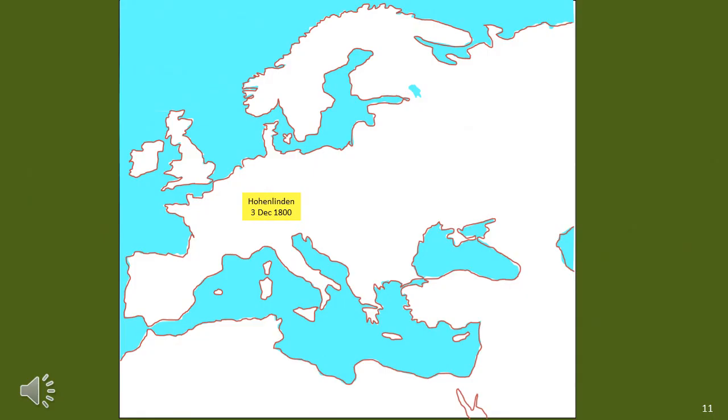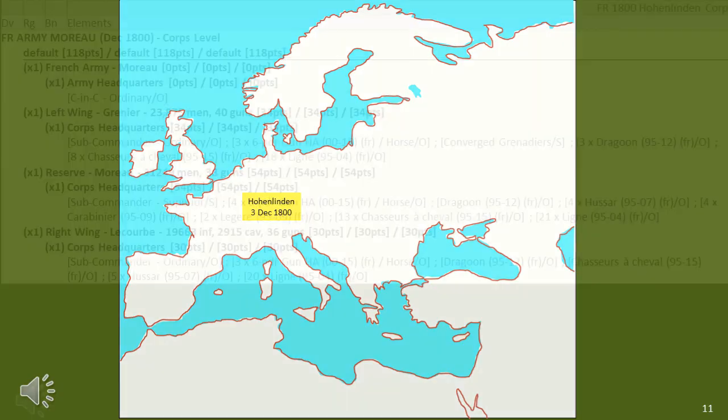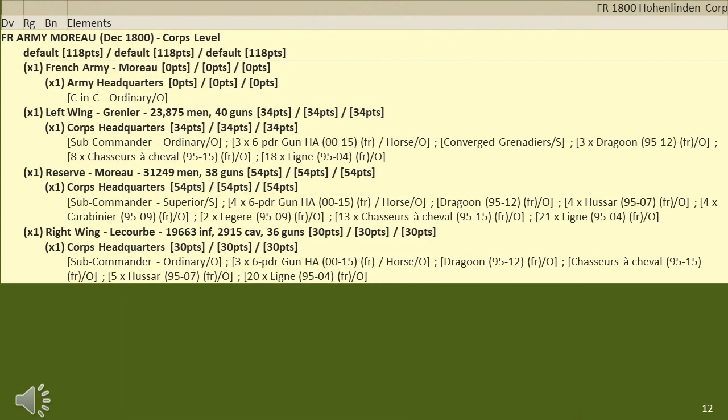Let's now move over to the Battle of Hohenlinden, which occurred in December in 1800. Hohenlinden was a much larger battle. This shows the entire French force. However, in this case, one of the wings, the right wing, was not available during the battle.